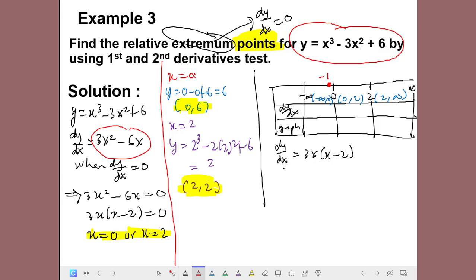Okay, substitute negative 1: negative 3, negative 1 minus 2, negative times negative, positive. Or substitute inside this one. Okay, and for 0 from the right, let's say here is 1 or 0.1. Substitute: 3 times 1, positive. 1 minus 2, negative. Positive times negative. And choose one more. Okay, 2 from right, select 3. Actually 2.1. Substitute: positive and positive.